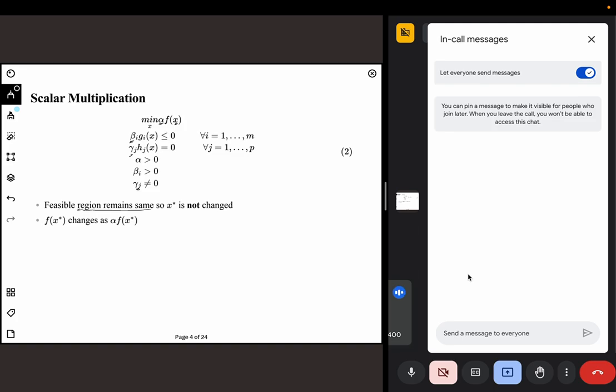If you draw it on graph paper and see, nothing will change. Everything will look the same. That's what we are trying to say in this. So scaling doesn't change anything. The only thing that will change is, your x star will remain the same, but f of x star will change. Now, if you multiply with alpha, then your objective value will be scaled by alpha. That's the only change you will get with scaling.